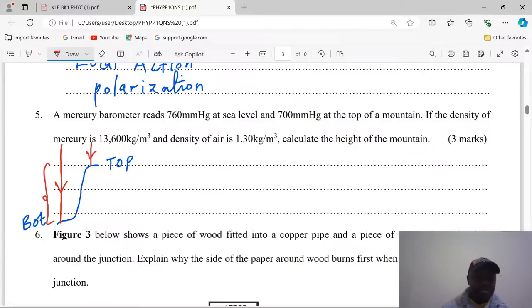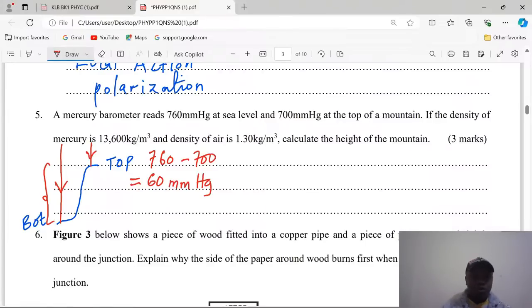So the first thing we're going to determine is the pressure difference between the top and the bottom. We take 760 and subtract 700. Ladies and gentlemen, we are getting 60 millimeters of mercury. So a pressure of 60 millimeters of mercury is the pressure due to the air column responsible for this pressure difference.